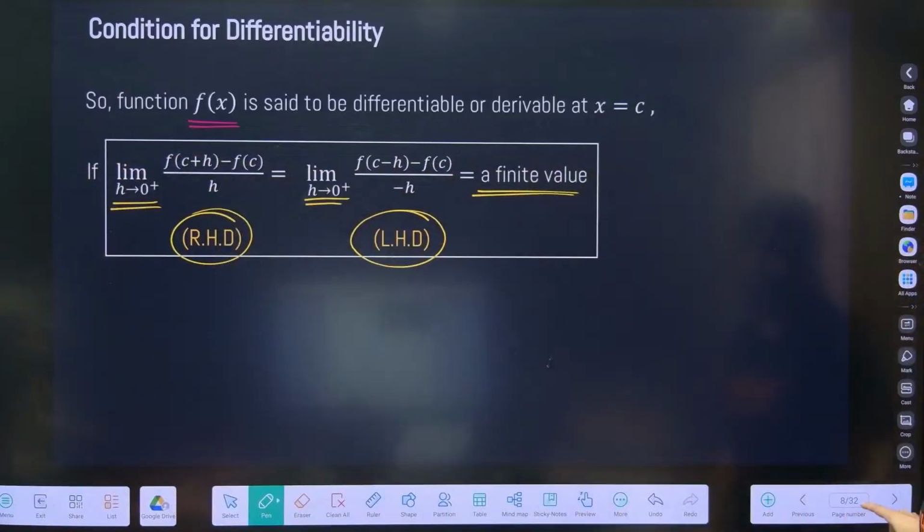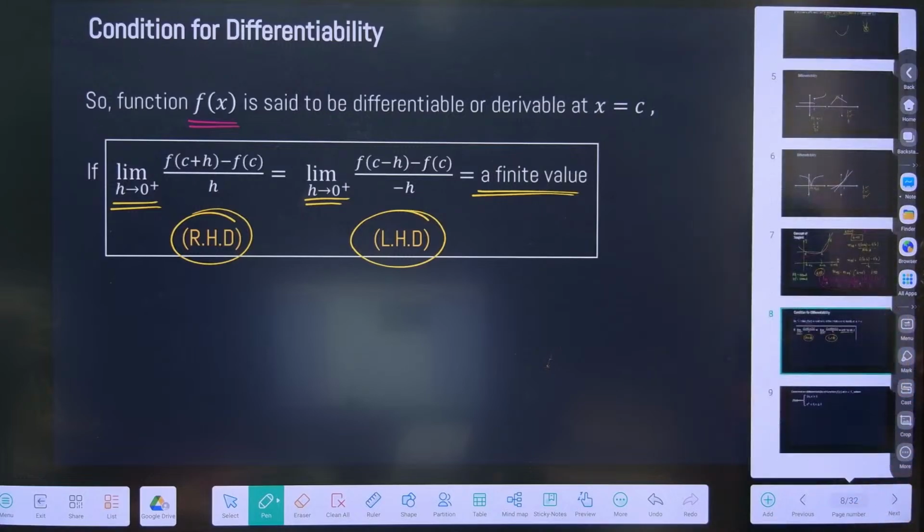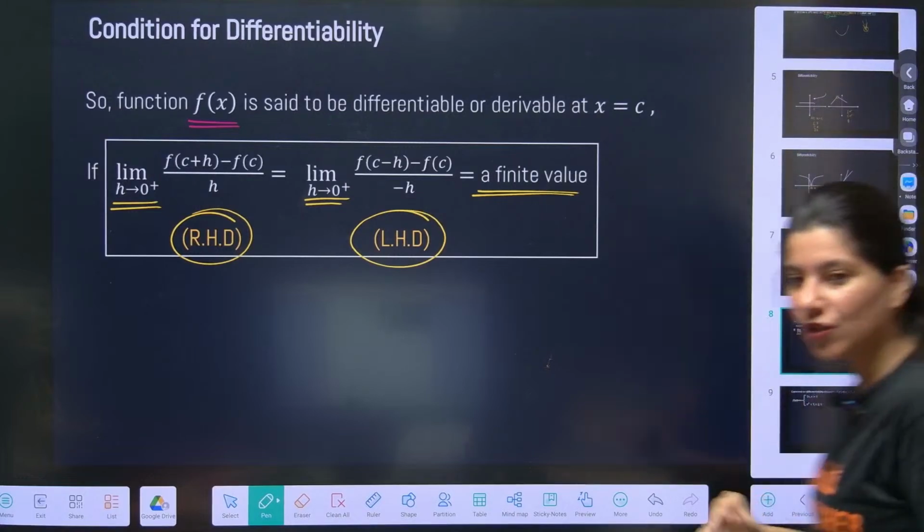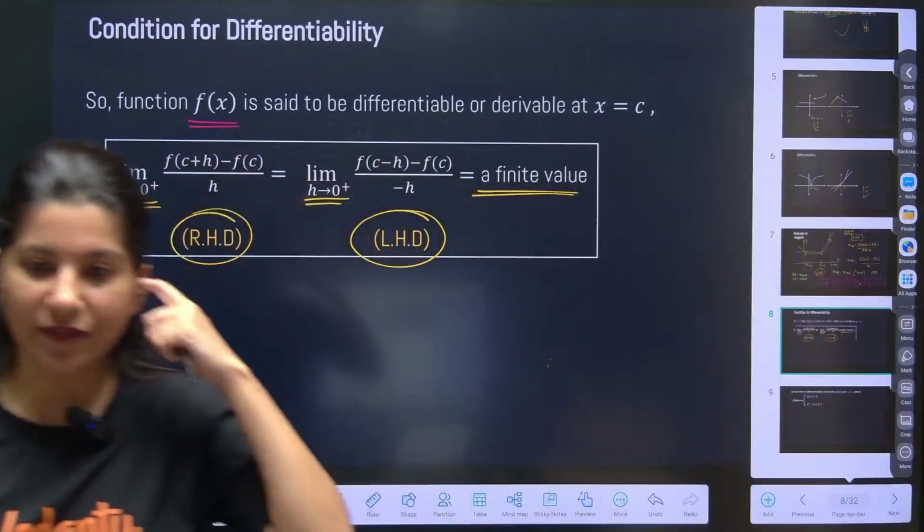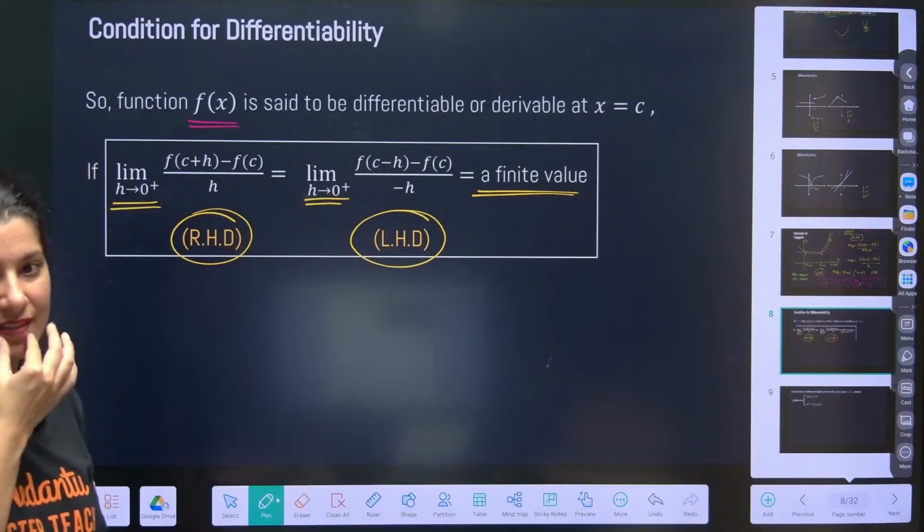How many of you feel that, okay ma'am, the formula is clear? Shall I start solving questions now? Yes, first principle of derivative.